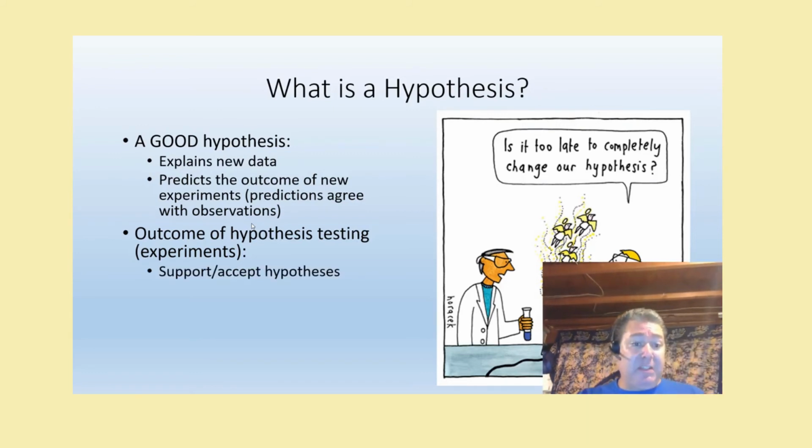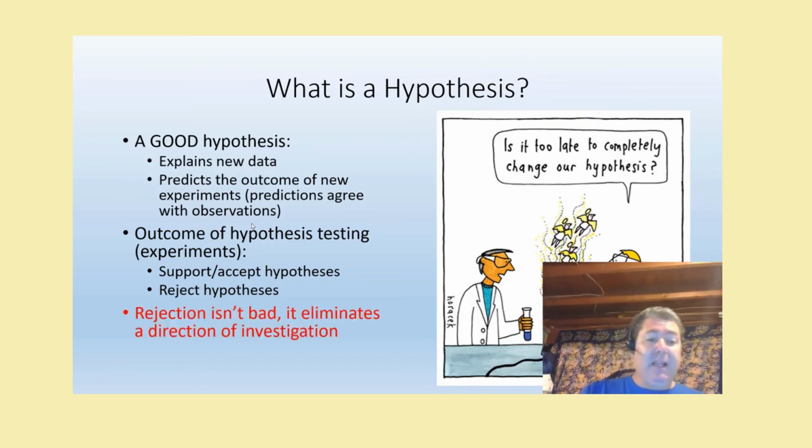So, outcomes of hypothesis testing. You can support or accept the hypothesis. And again, as we just mentioned with the lake in the sky example, this doesn't mean necessarily that you're right. It just means that the outcome of your experiment supports that hypothesis. You could also reject the hypothesis. And this, of course, means that the outcome of your experiments shows that that hypothesis is incorrect. And again, rejection is not a bad thing. It eliminates an entire direction of investigation. Now we can focus our energy on other things, and the more directions we eliminate as incorrect, again, the more we tend to focus in on what must be correct.